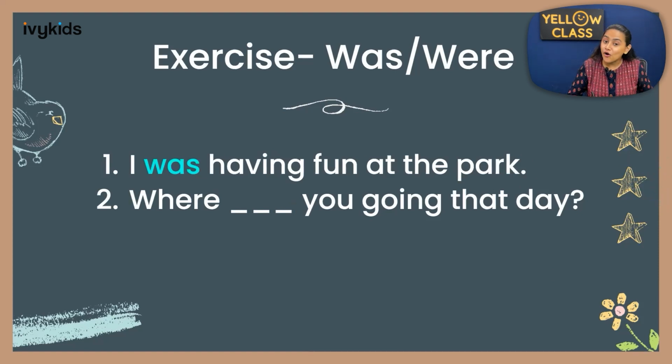I was having fun at the park. Remember the list? Was is used with I, he, she, it or any singular person, place, animal or thing. Right? Let's look at the second example.